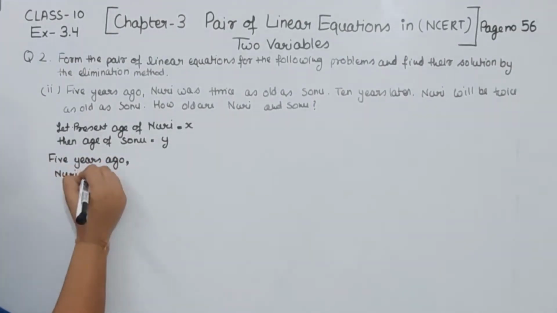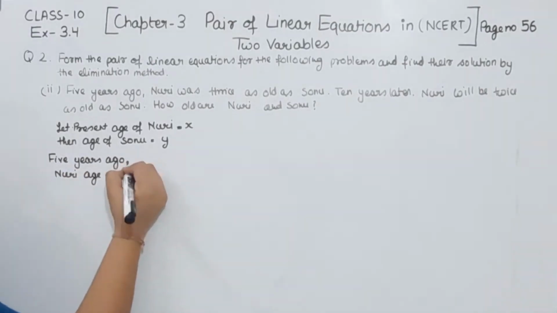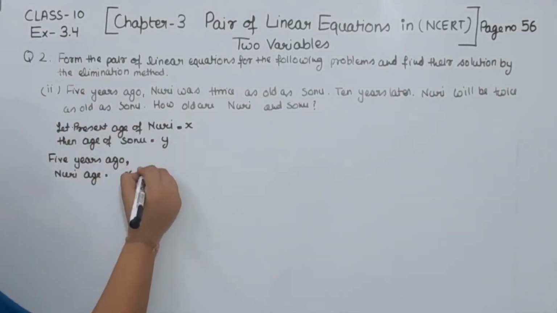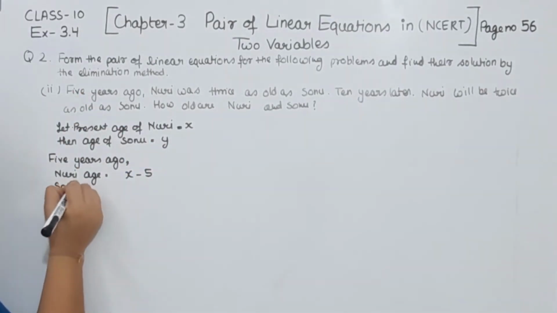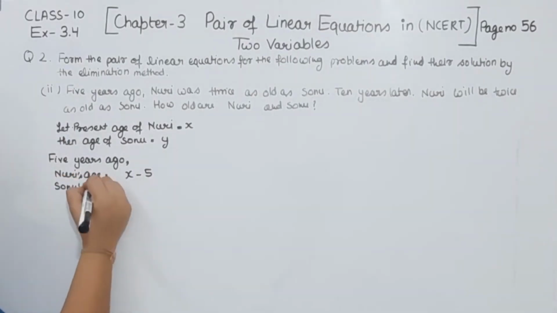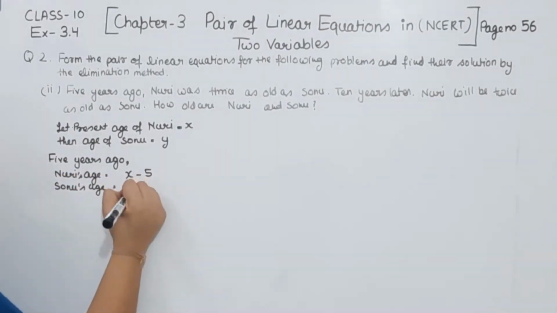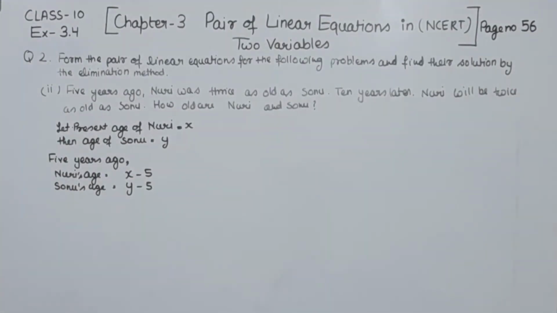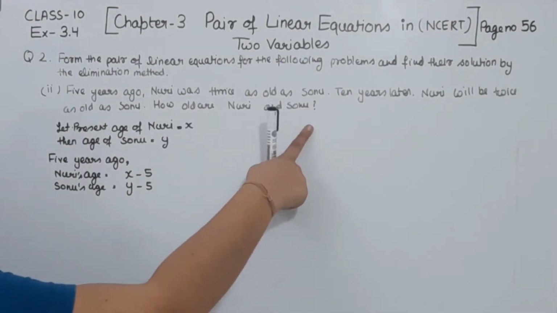First of all, we have to find Noori's age. So this one will be x minus 5, and Sonu's age will be y minus 5. This is the age 5 years ago. Now as per this statement, 5 years ago Noori was thrice as old as Sonu.